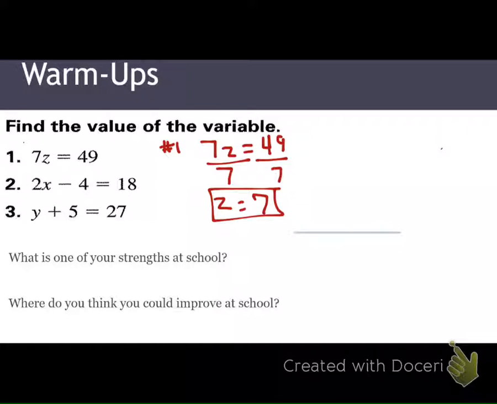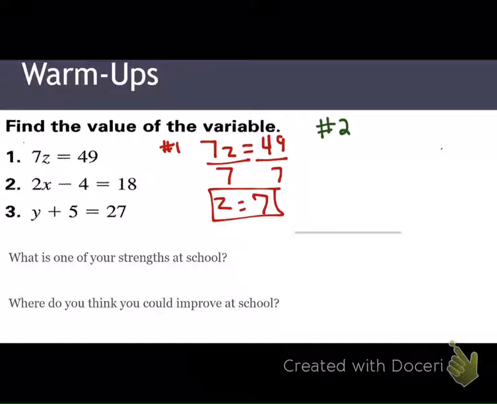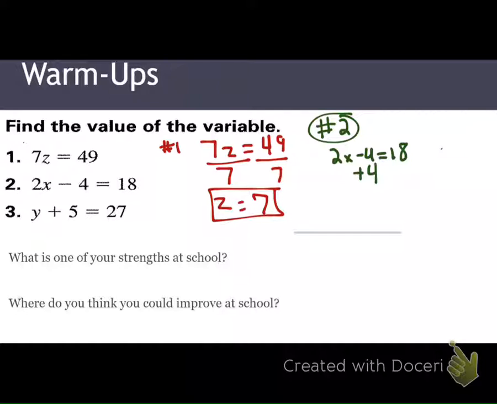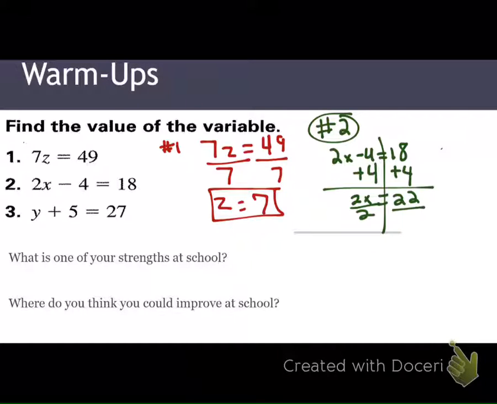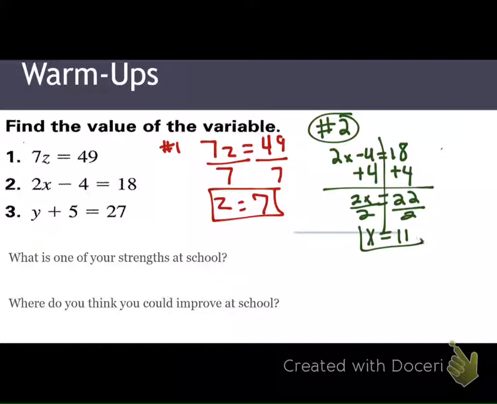Okay, what do I do for number 2? Add 4 on both sides. Good. So 2x minus 4 equals 18. I'm going to add 4 on both sides. So 2x equals 22. I'm going to divide by 2. Good. X equals 11.